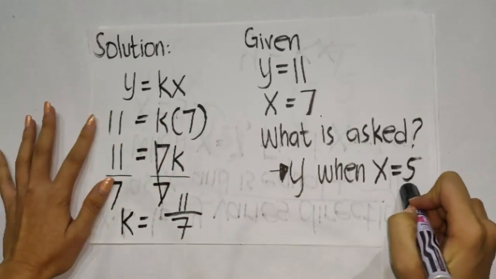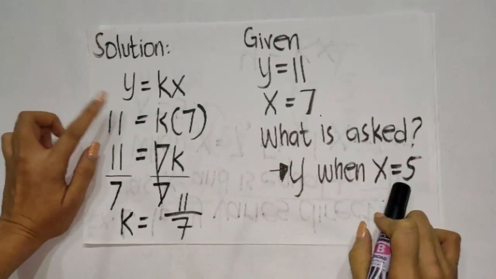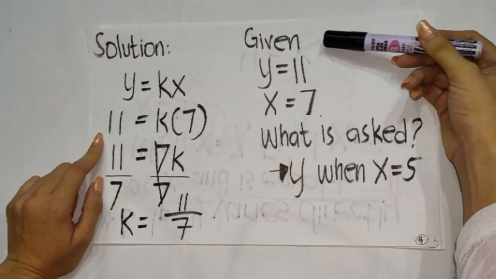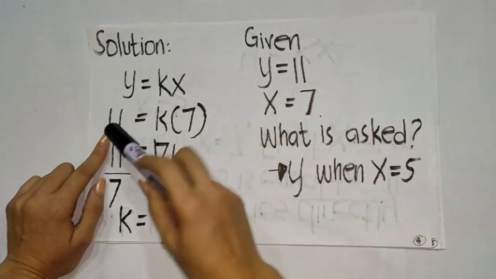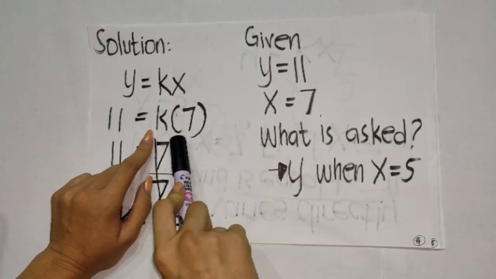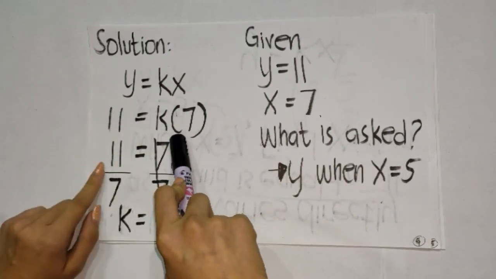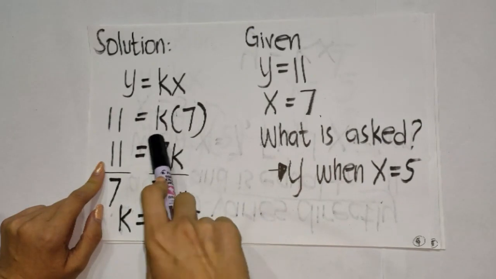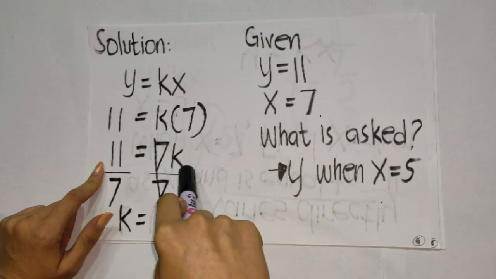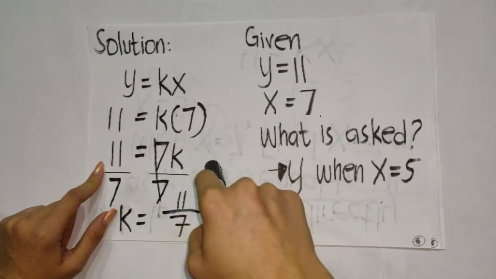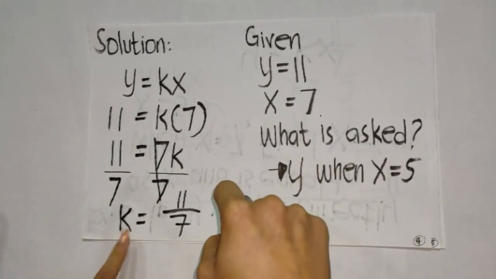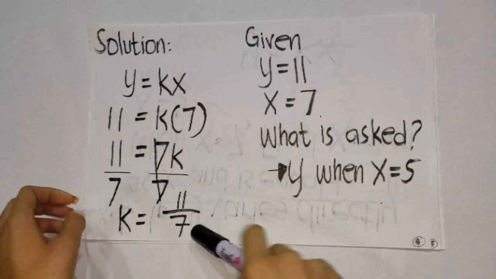And so let's continue. To write it in expression, we have y is equal to kx. Then we're going to substitute the given that we've written here, which is y is equal to 11, and then k, just copy the k, and x is equal to 7. The next thing you need to do is just to copy the 11. Then 7 times k, that is 7k. Then to get the value of k, or the constant of variation, you are going to divide both sides by 7. And that will be k is equal to 11 over 7.